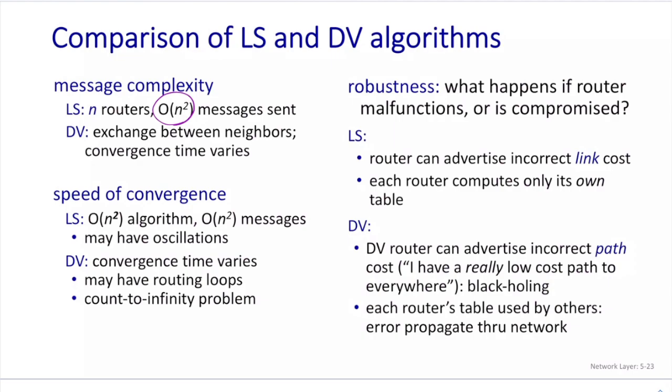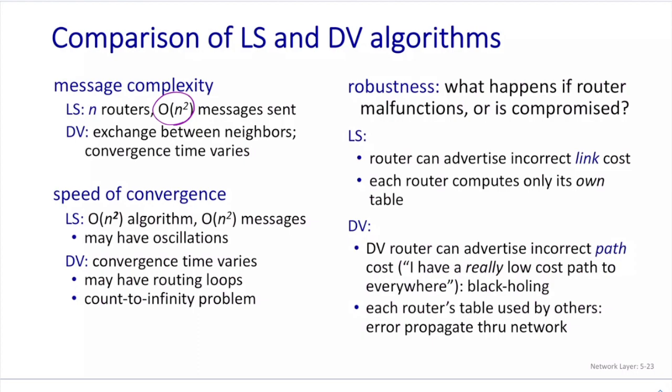It converges sometime. The speed of convergence: link state takes big O n squared to calculate all the values, but it also takes n squared messages to exchange messages before.